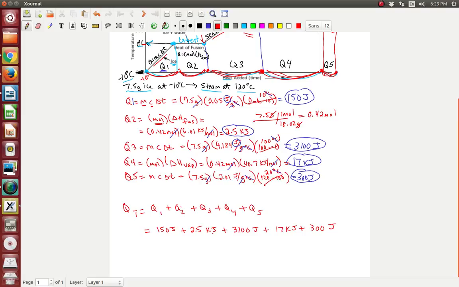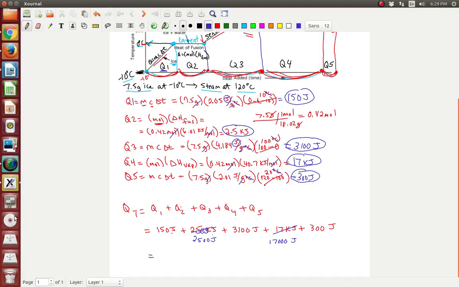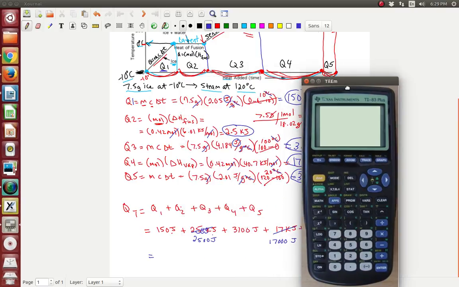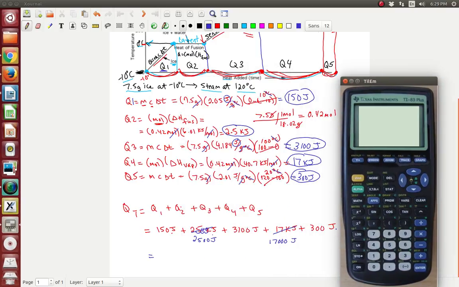Now, the only problem is I have kilojoules and joules in the same place, so I'm going to convert kilojoules to joules, because it's just multiplying by 1,000. Instead of 2.5, it's 2,500 joules, because I move the decimal three spots: 1, 2, 3. Same thing over here: 17 times 1,000 is 17,000 joules. Now add all those together to get the final total amount of heat it takes to change 7.5 grams of ice at -10 degrees to steam at 120 degrees.